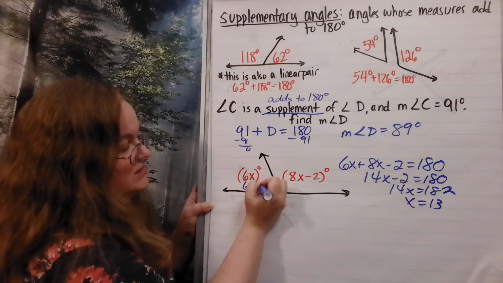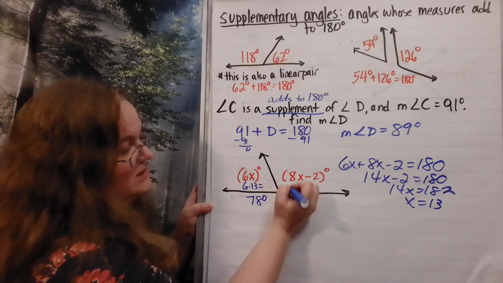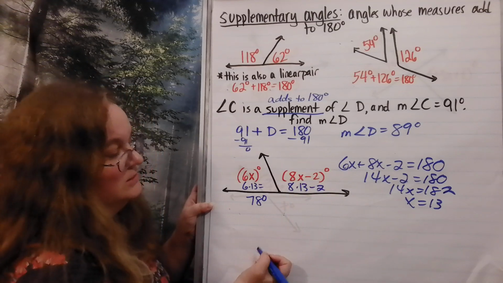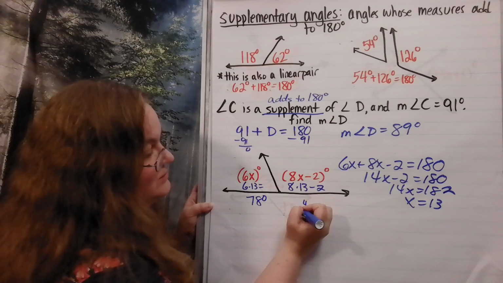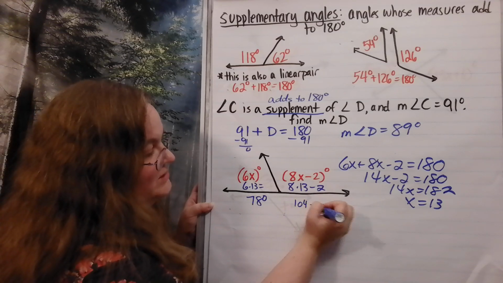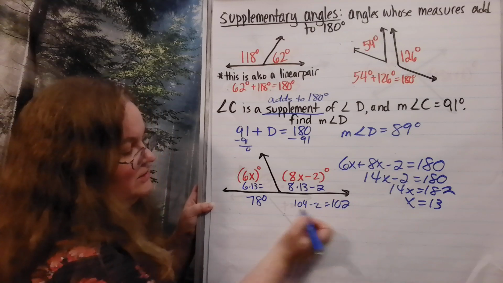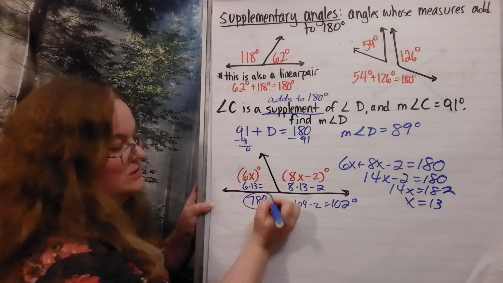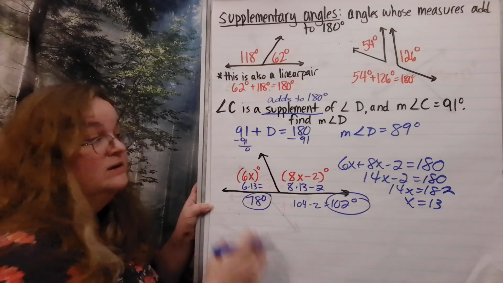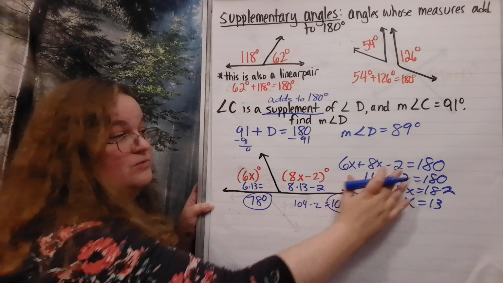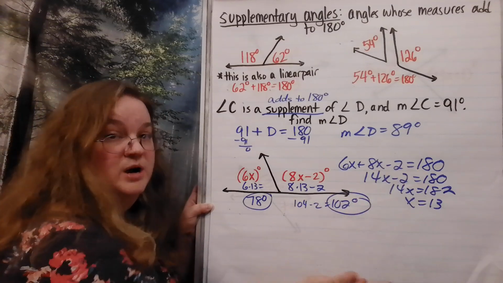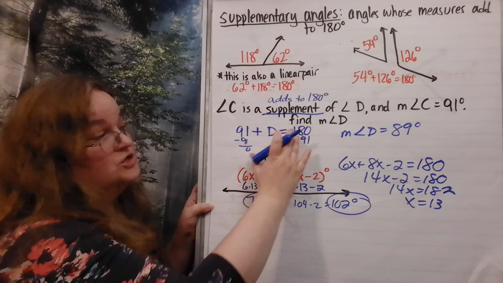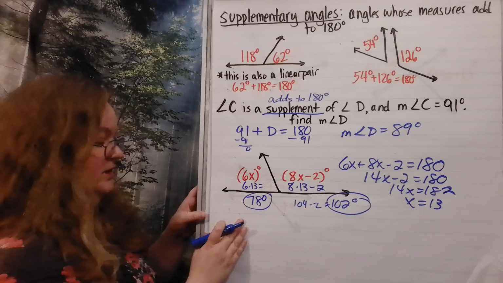6 times 13 equals 78 degrees. 8 times 13 minus 2. Off the top of my head, 104. So that's 104 minus 2, which would be 102. And 102 plus 78 is 180 degrees. So I did that correctly. Again, looking at those relationships and writing the equation is your problem solving strategy for a lot of these angle problems. You actually have to think about the relationship, the vocabulary, and then write that relationship.